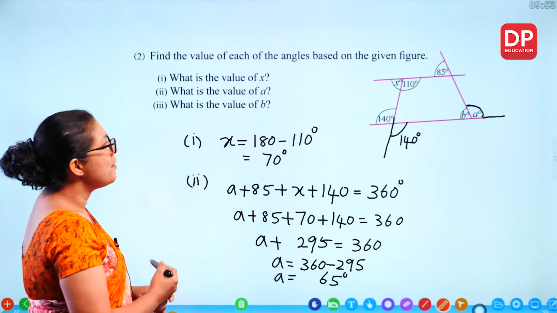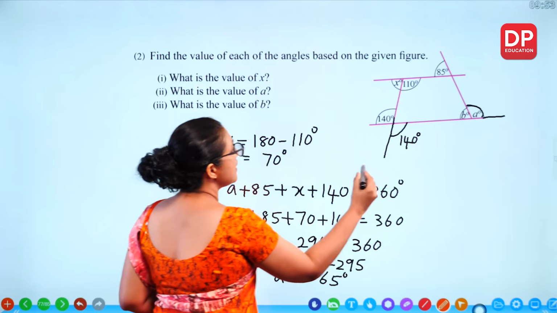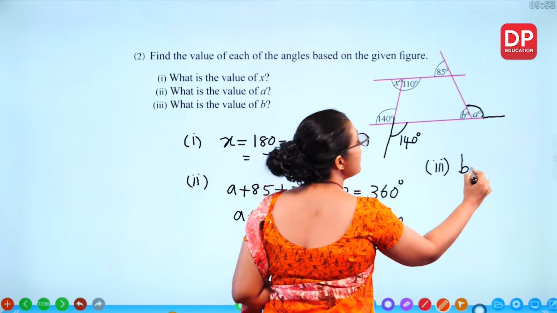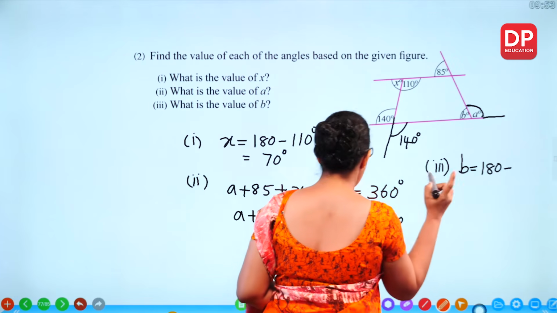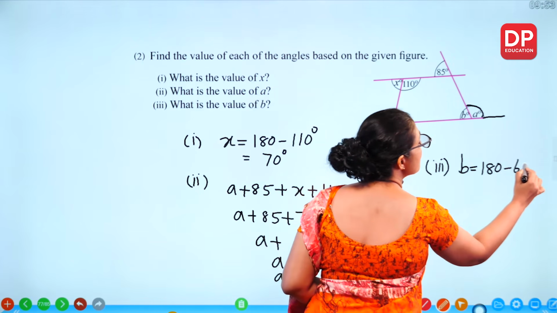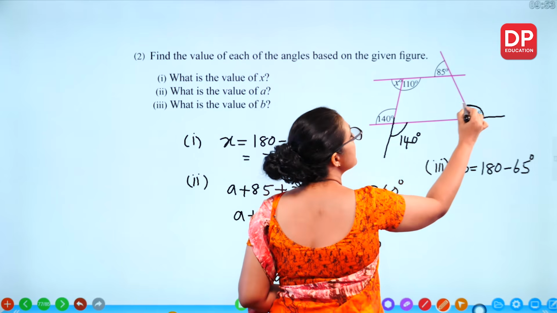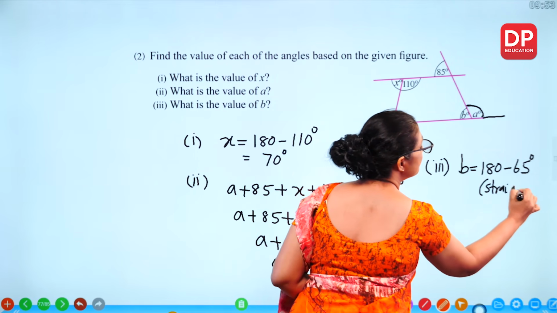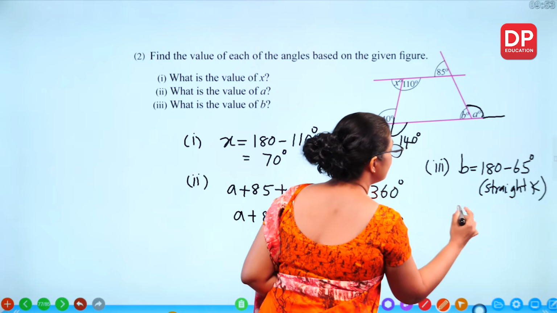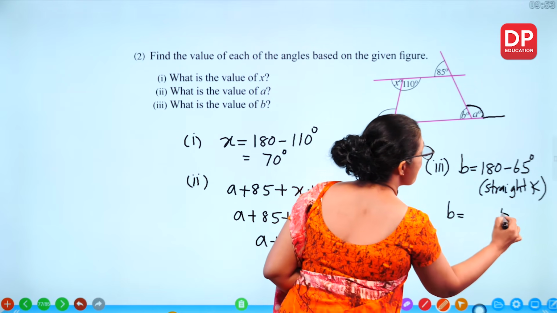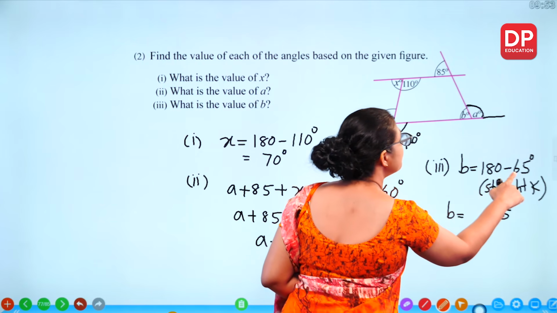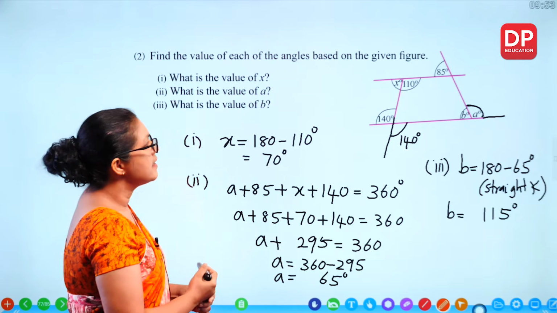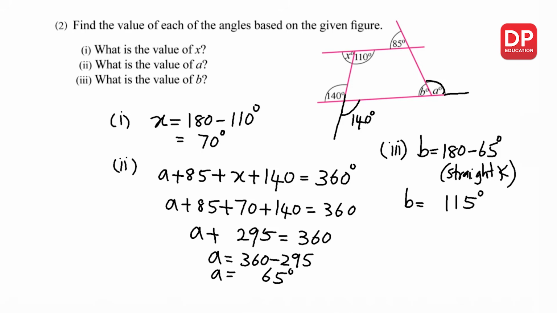Now we need to find out the B value. That's part 3. B value straight away you can find from 180 minus A. A is 65 because this is a straight angle. So what's B? 115 degrees. That's B value.